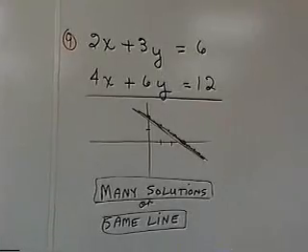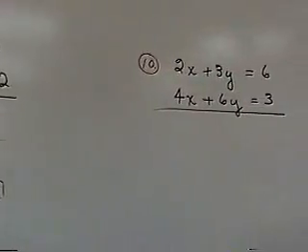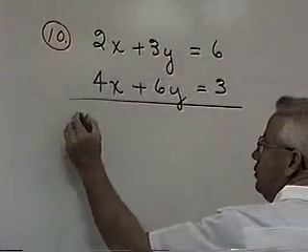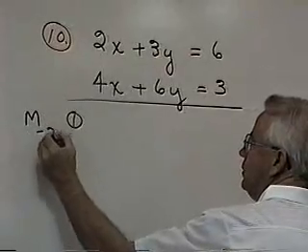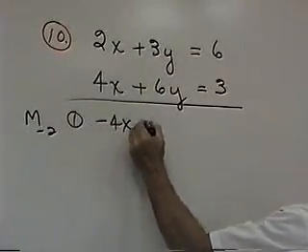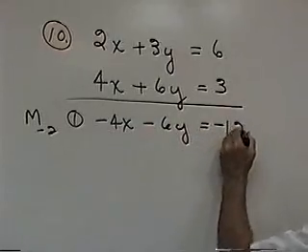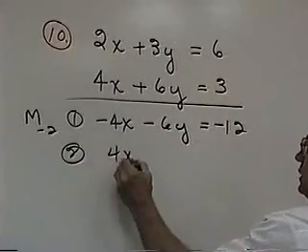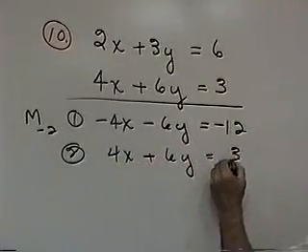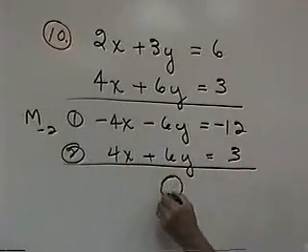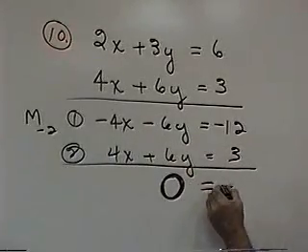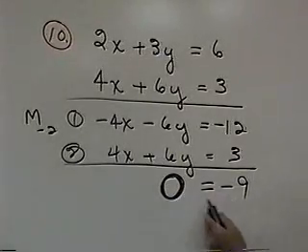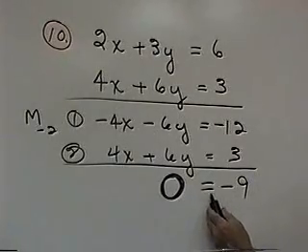All right, let's take the last example, problem 10 in the set of notes, and look at what happens here. If we multiply the first equation by a minus 2, we get a minus 4x minus 6y is equal to minus 12. If we multiply the second equation just by 1, just leave it alone, 4x plus 6y is equal to 3. Now if we add this, all the letters drop out, but over here the numbers don't. Now that is not any kind of a correct answer. 0 cannot equal a minus 9.